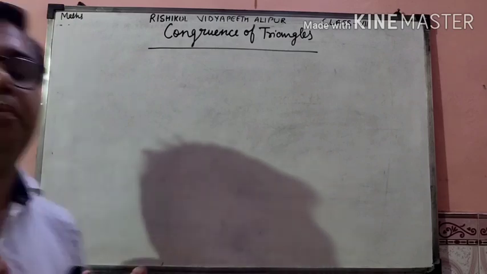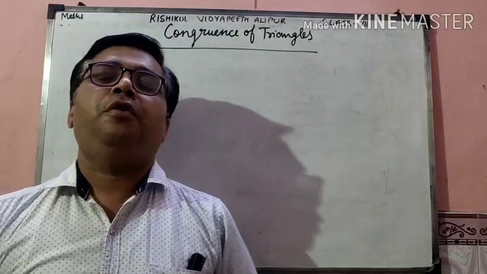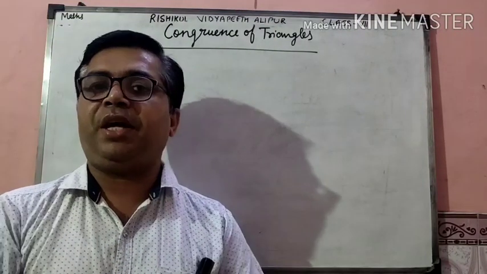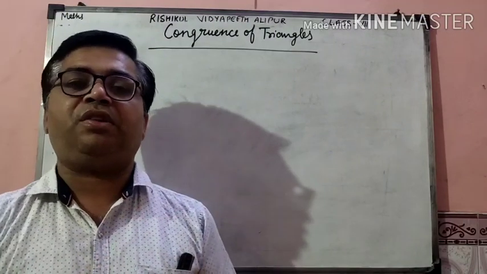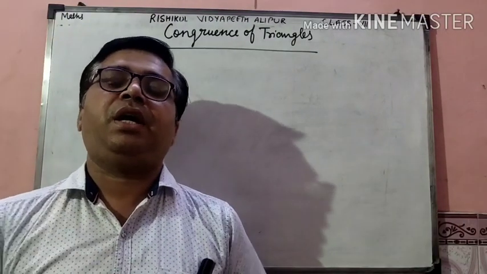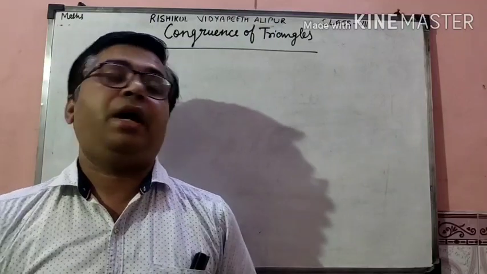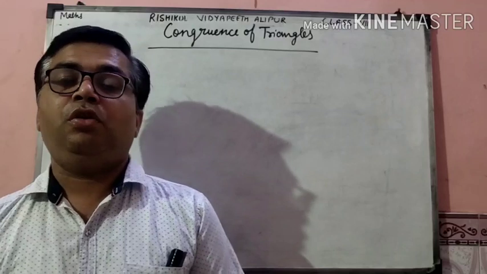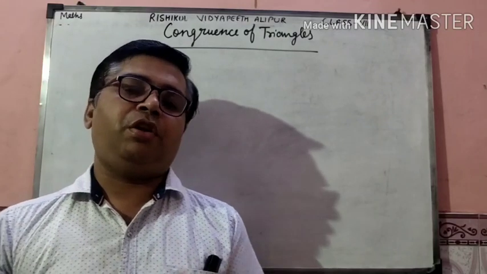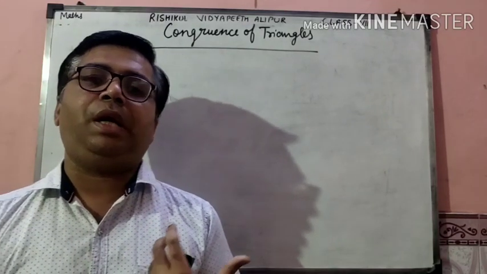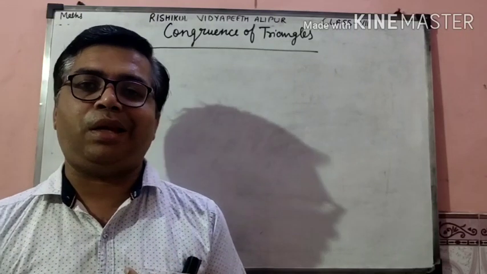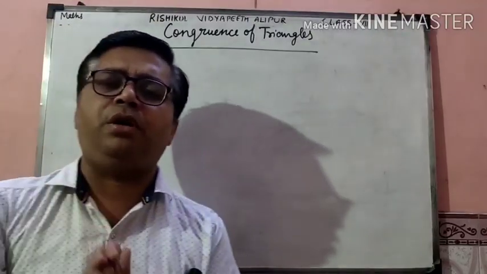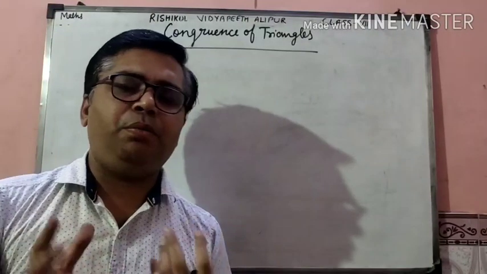This chapter is important not only from the point of view of class 7th, but also for class 9th and class 10th. The same work will be done in class 9th, that is chapter number 7, and the same will be done in class 10th in chapter number 6. So it is a very important chapter. It is not repeated in class 8, but in 9th and 10th. For both classes, this chapter congruency is very important. Congruency of triangle. What do you mean by congruency?